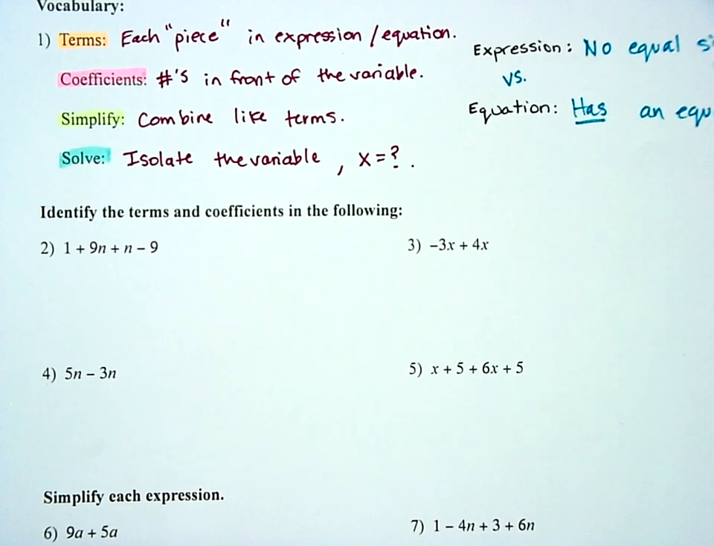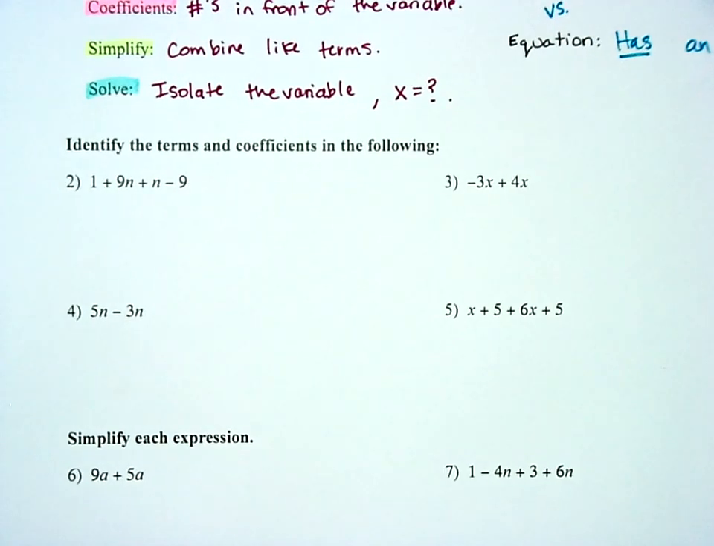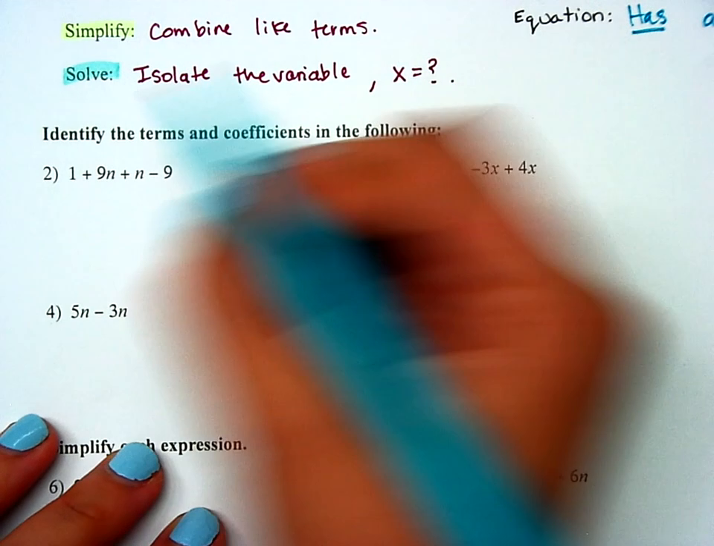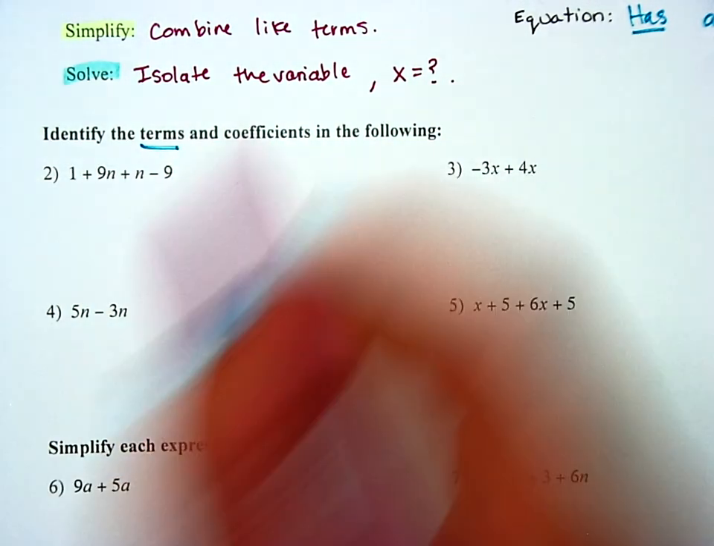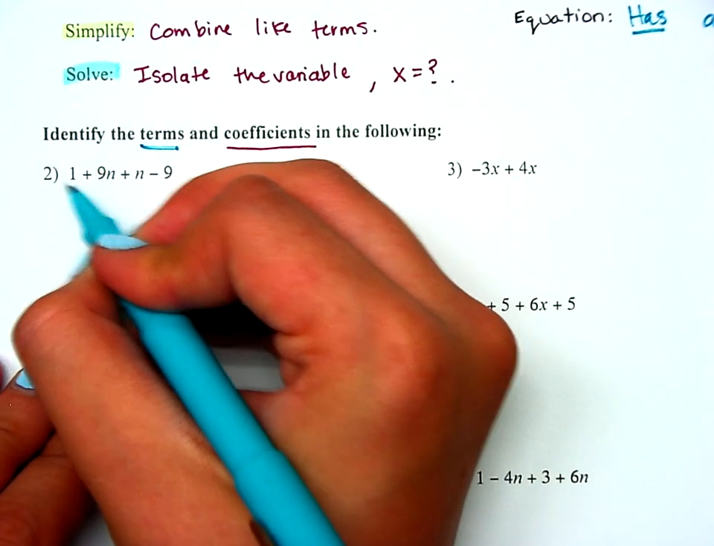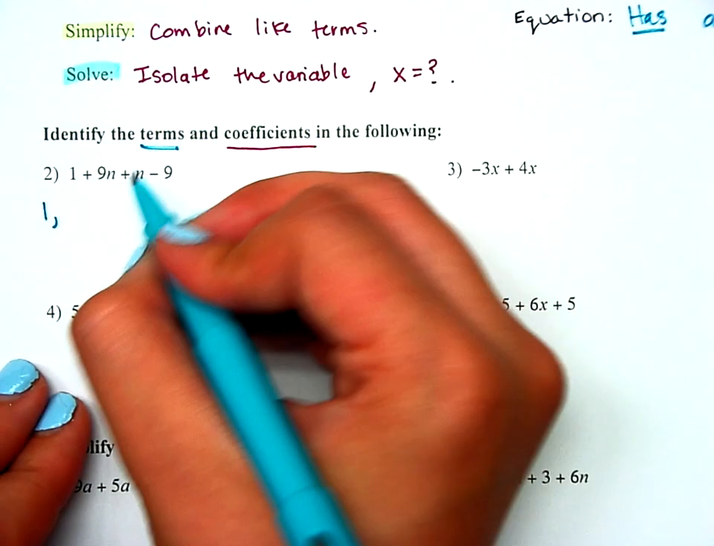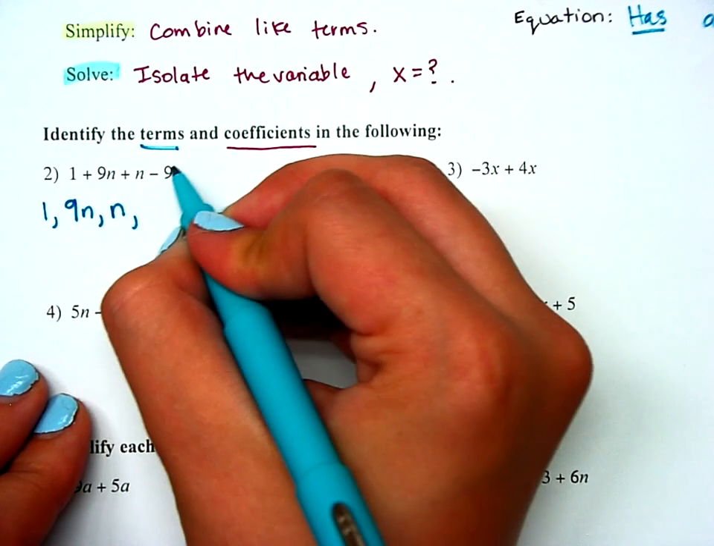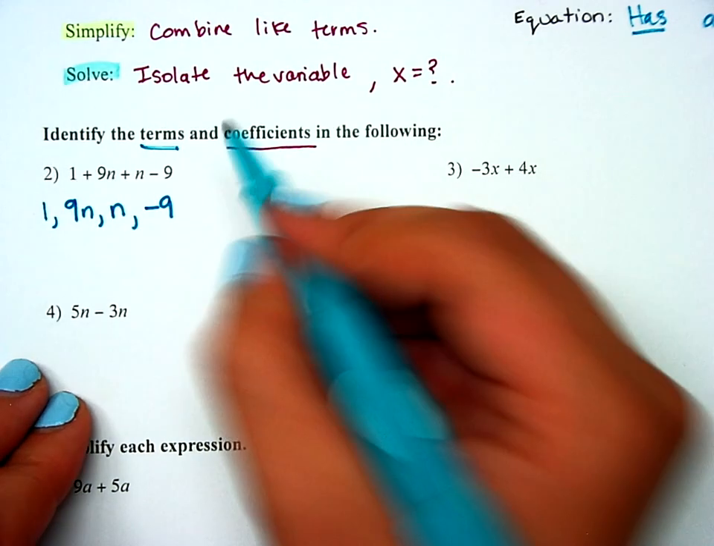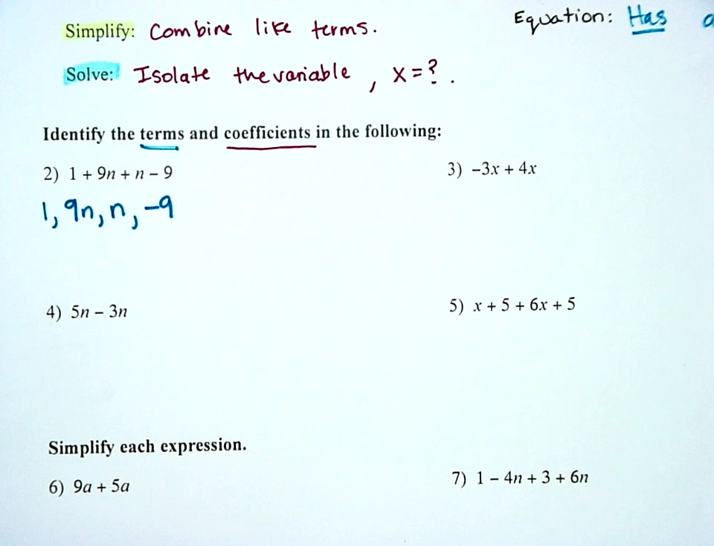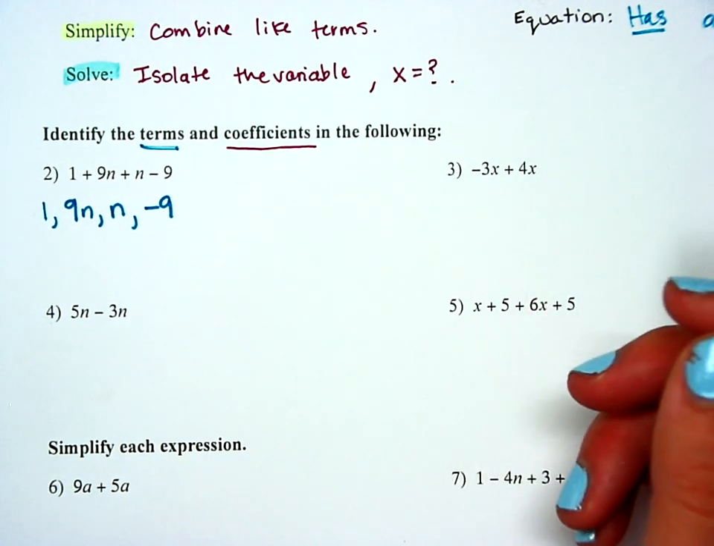Okay, so first we will practice with our terms and coefficients. So all we're going to do is list the terms and coefficients from each expression. Okay, so let's start with the first one. Let's do terms in blue, and we will do coefficients in this magenta color. So terms, we've got 1, I'm going to put commas in between, 9n, that's a whole term, positive n, and negative 9. So remember to always put the symbol or the sign, negative or positive, in front of these terms.